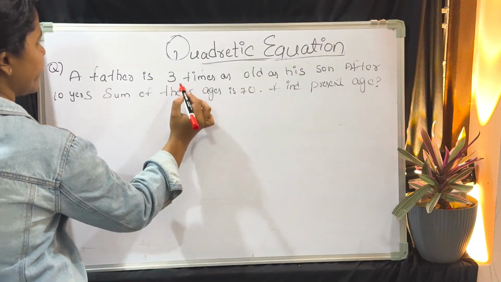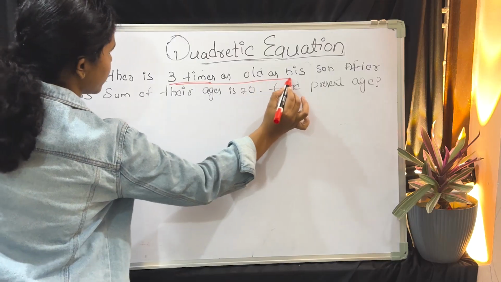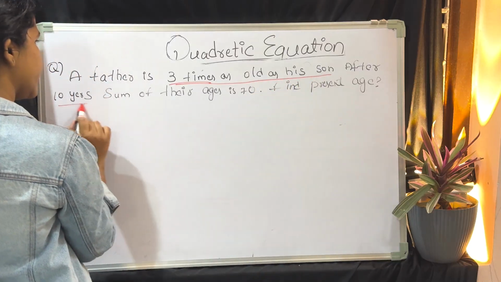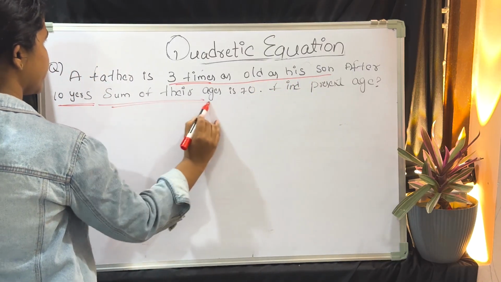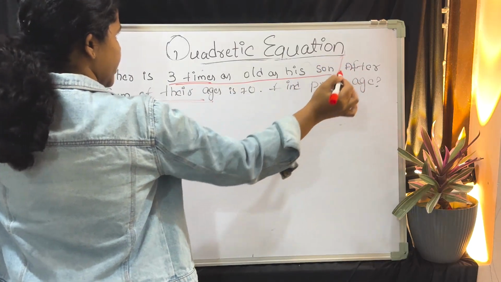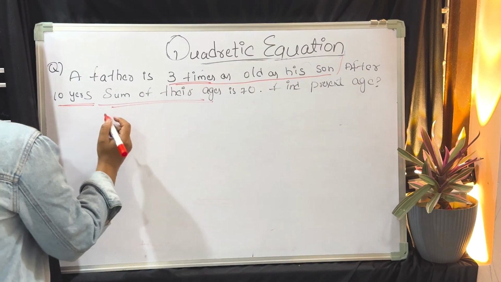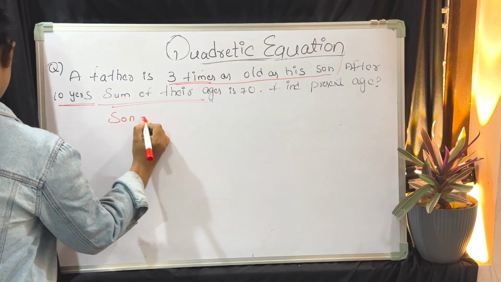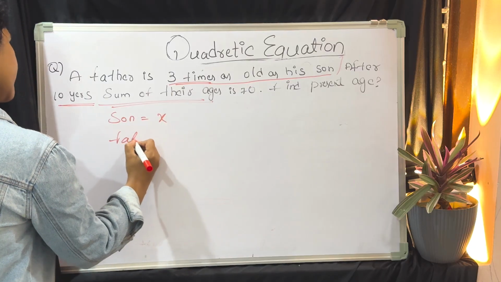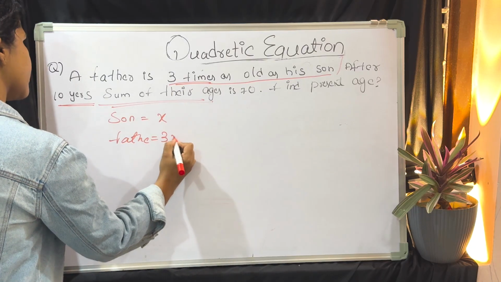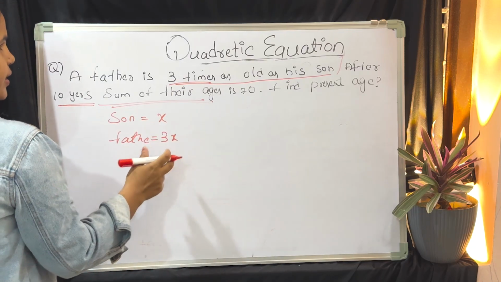So see, the father is 3 times as old as his son. After 10 years, the sum of their ages is given. See, both are not equal. Let's divide the question first. Let the son's age be x, and the father's age is 3 times as old, okay, 3x.